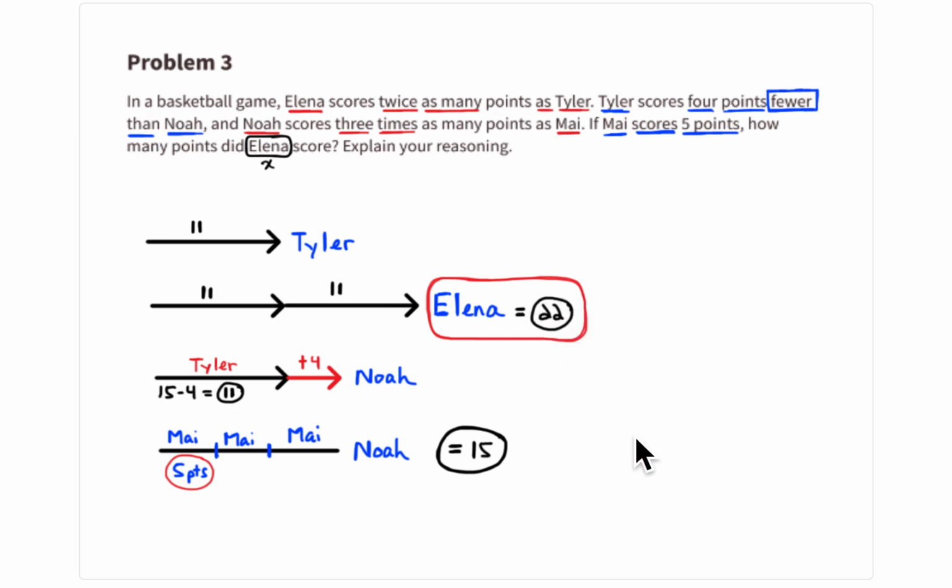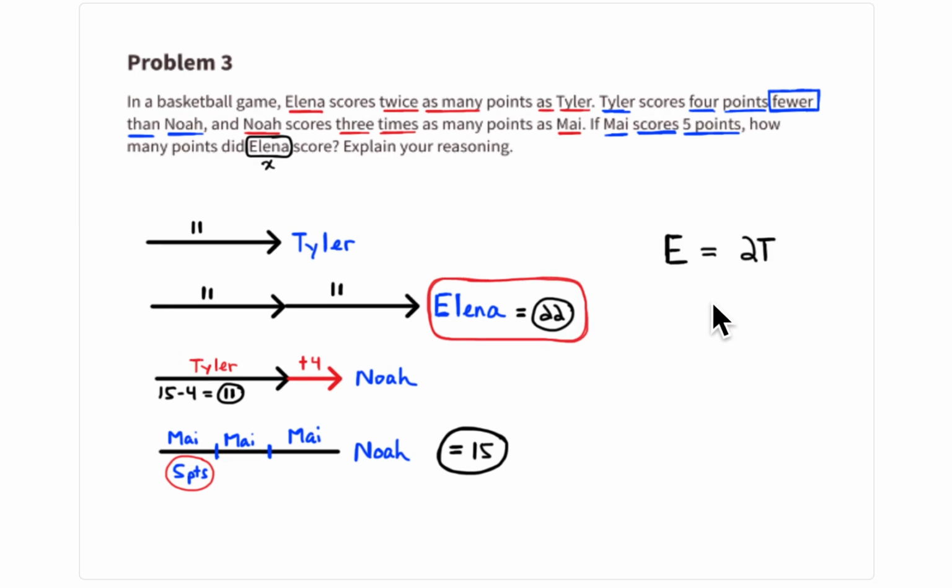Now, the idea is to turn these stories into equations and learn how to solve those equations. But it's always a good idea to include this kind of diagram, or some diagram of your own making. All right, so we're going to start out with Elena is equal to 2 times Tyler's score. So Elena, or E, equals 2T. 2 times Tyler's score equals Elena's score.